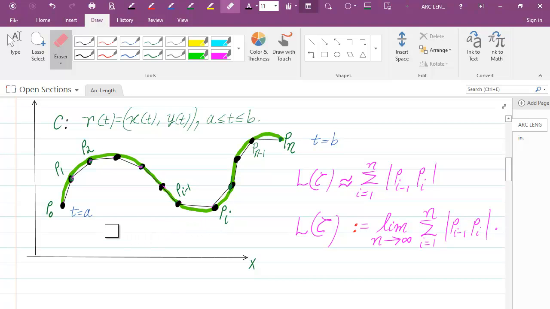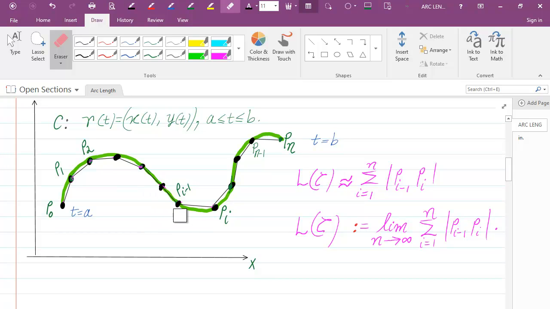Okay, so then here's how we're going to approximate the length of each piece. So the arc from P0 to P1 will be approximated by the line segment from P0 to P1, and the arc from P1 to P2 will be approximated by the line segment from P1 to P2, and so on. So the length of the curve C will be approximately the sum of the lengths of these line segments.